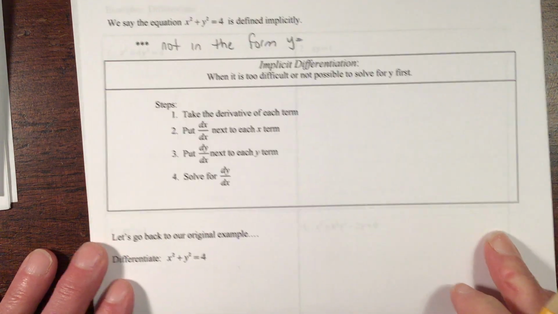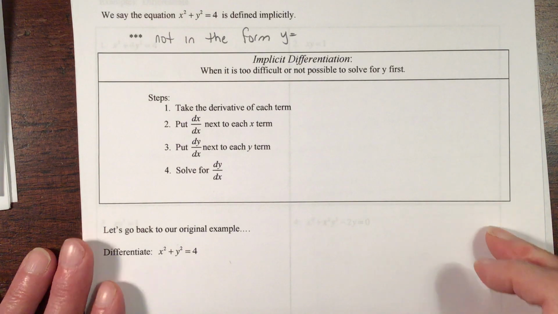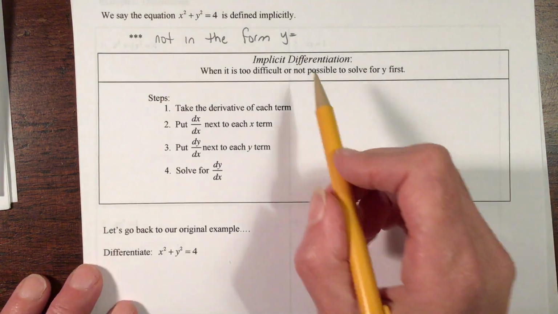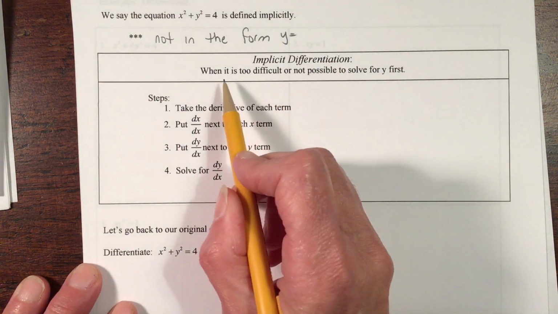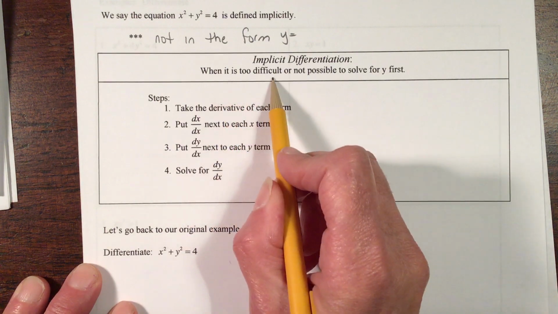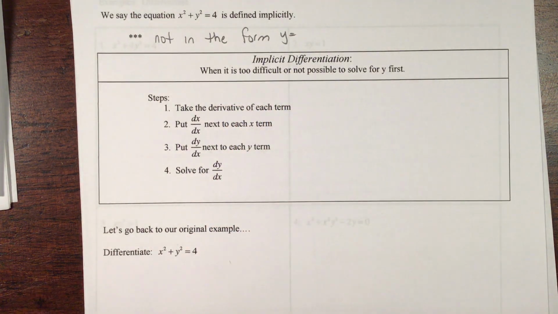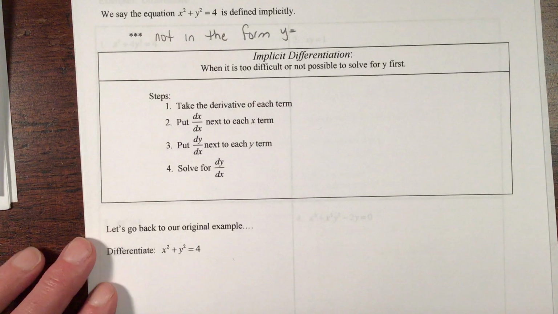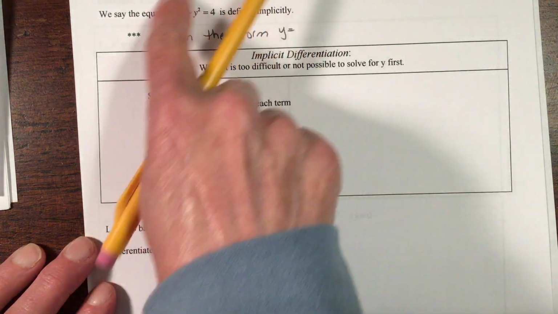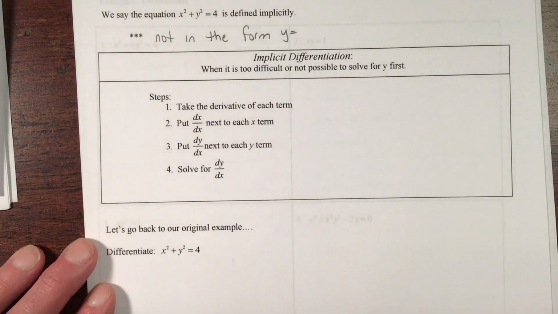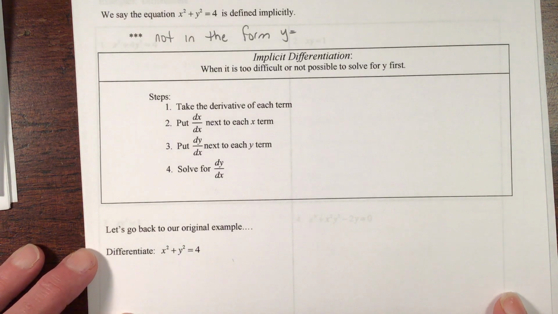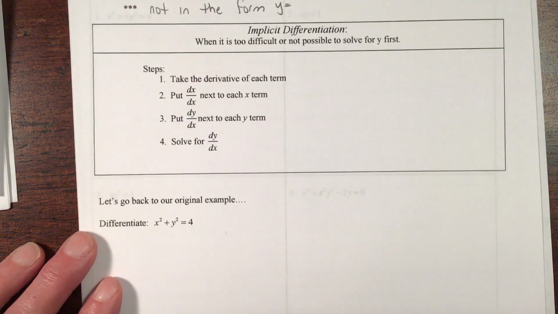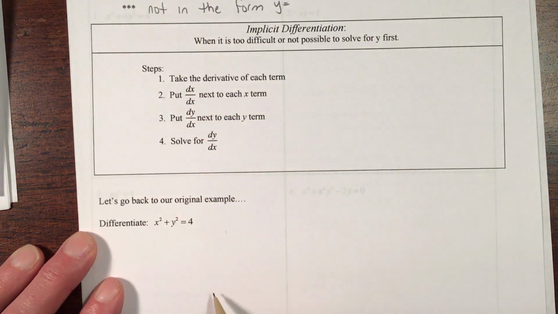rather confusing. So in calculus, we have a way to deal with this, and that's called implicit differentiation, and we're going to use this when it's too difficult or not possible. Sometimes you won't even be able to solve for y. So when you see things like this, x's and y's together, you're going to use implicit differentiation. Super easy. You take the derivative of each term.